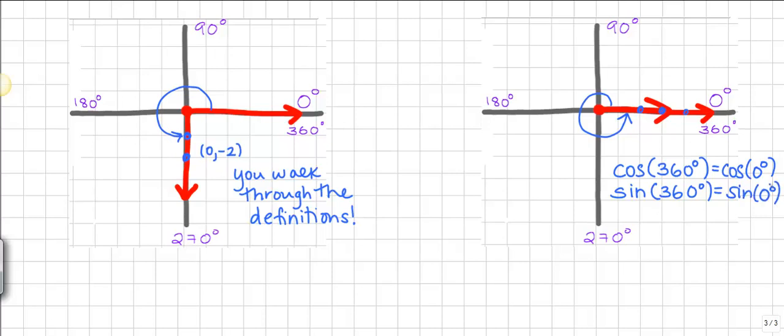Alright, so you've got some homework here to finish working through these definitions. Alright, and pick some points on the terminal side and walk it through. Pick a different point, walk it through, and see that you actually get the same values regardless of which point on the terminal side you choose.